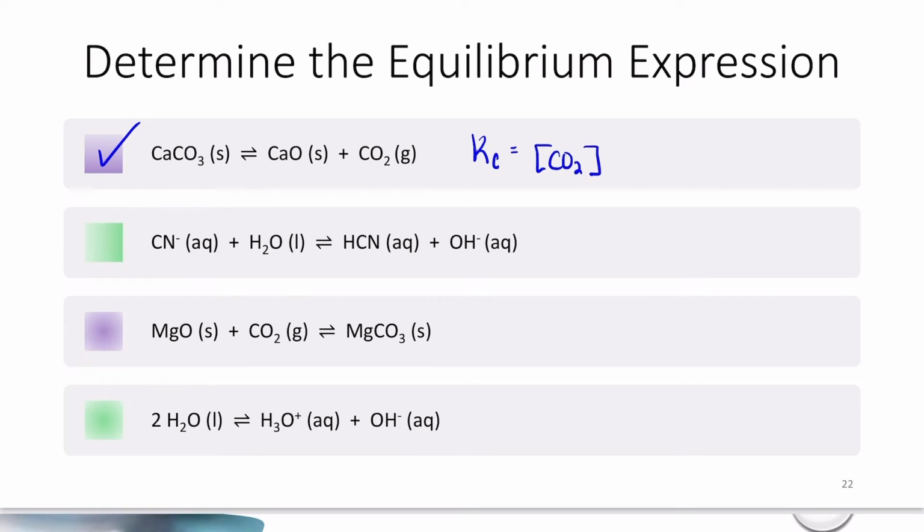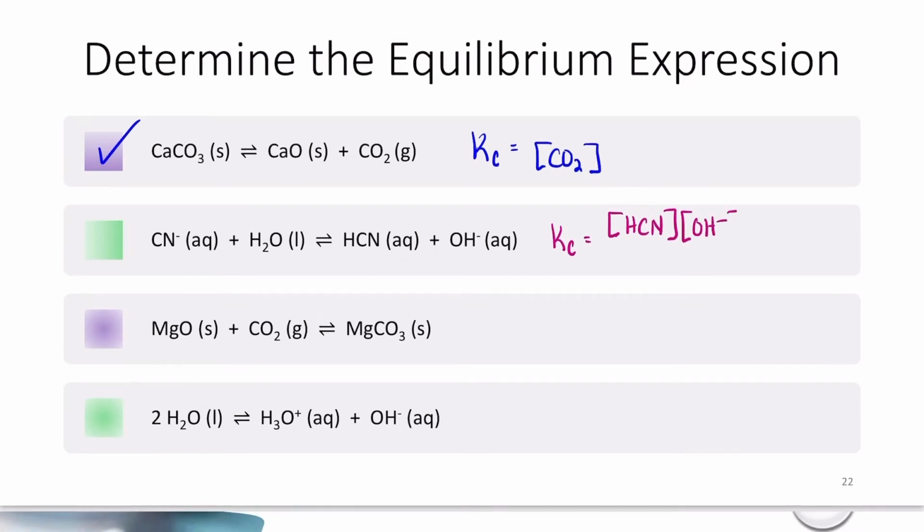What about number 2? I've got CN minus in the aqueous phase reacting with water to form HCN aqueous and OH minus. Kc, products over reactants. HCN is aqueous, and I always include aqueous, so the concentration of HCN, or hydrocyanic acid, times the concentration of OH minus, or hydroxide, which is aqueous, divided by my cyanide, CN minus. And then H2O is omitted because it is virtually constant.